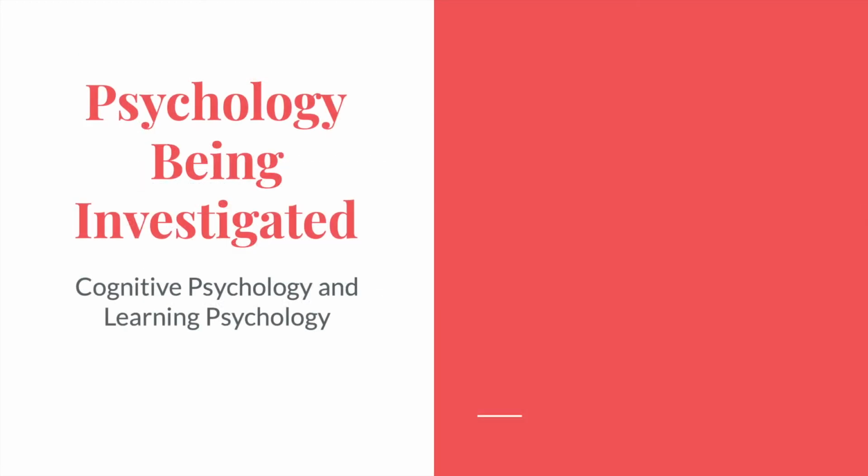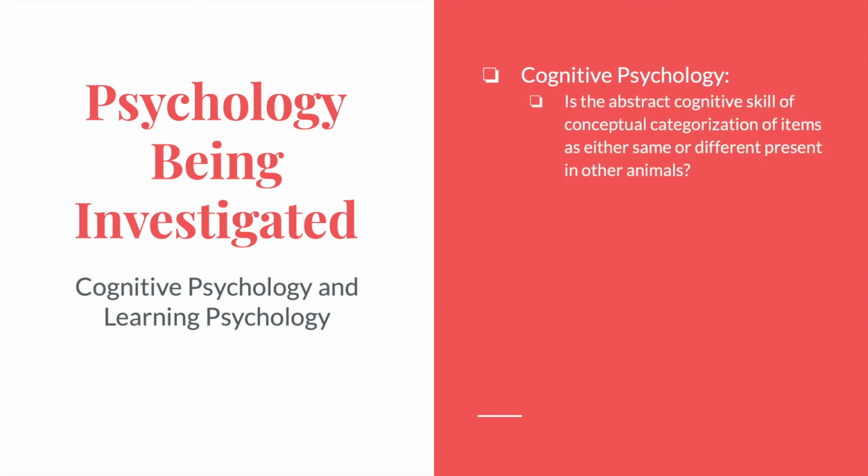The psychology being investigated in Pepperberg et al. includes cognitive psychology and learning psychology. Under the cognitive side of Pepperberg, the question posed is: is the abstract cognitive skill of conceptual categorization of items as either same or different present in other animals? Other animals refer to Alex, the participant who is an African gray parrot.